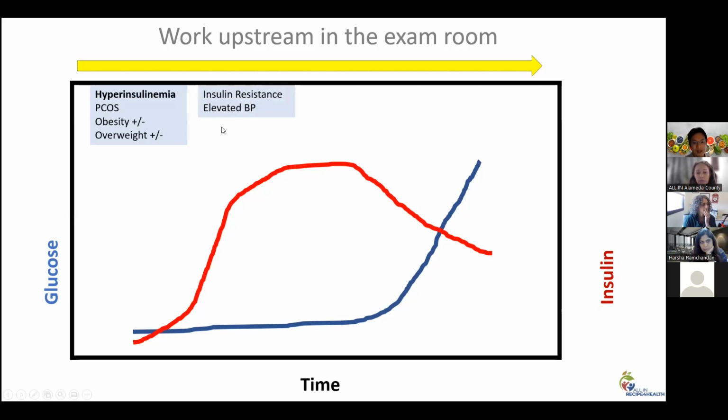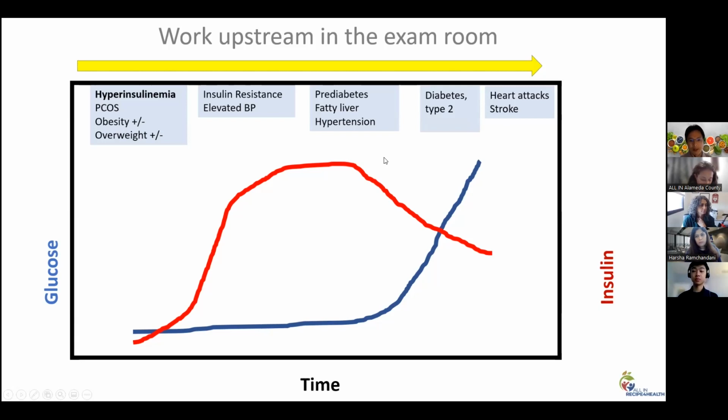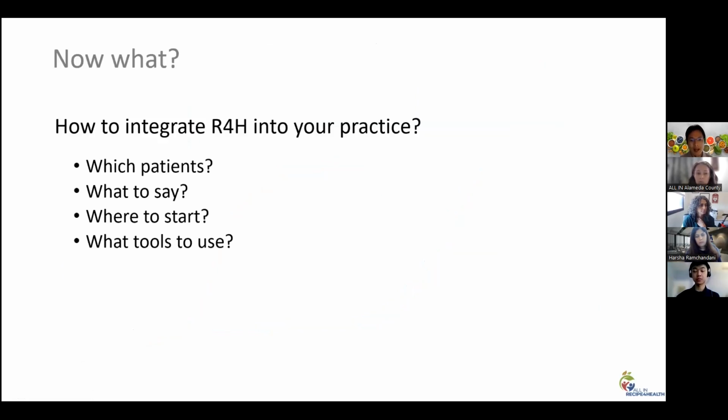Insulin resistance starts to pick up, and we'll start seeing a bump in the blood pressure. We'll start seeing some pre-diabetes, fatty liver, and then frank hypertension. Start seeing type 2 diabetes, and then heart attacks and stroke and all the other badness that happens. People will put in cancer as well, right? So we have an opportunity to work upstream in the exam room. The question is now what?